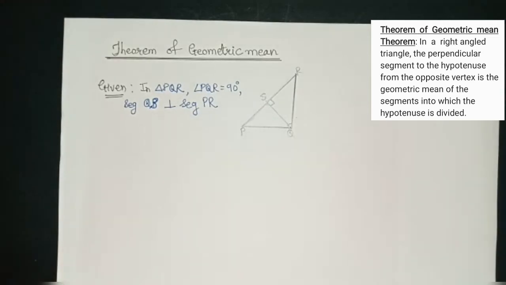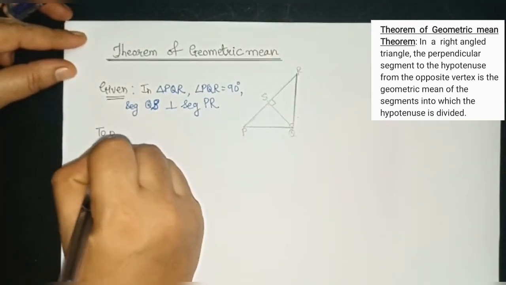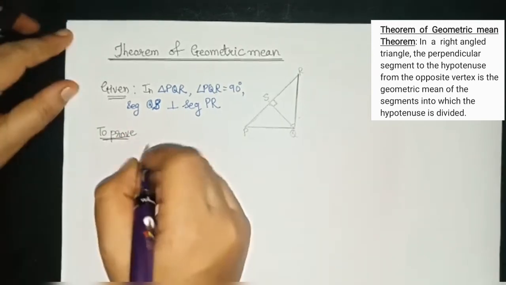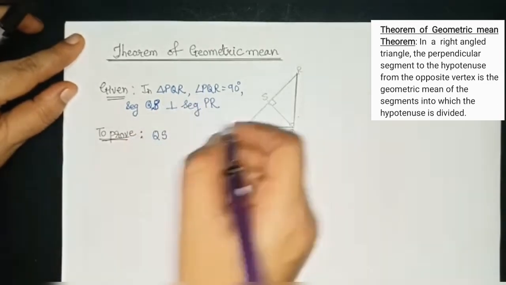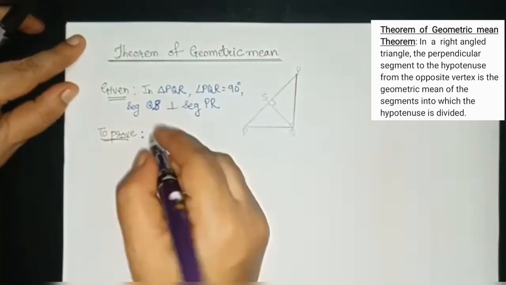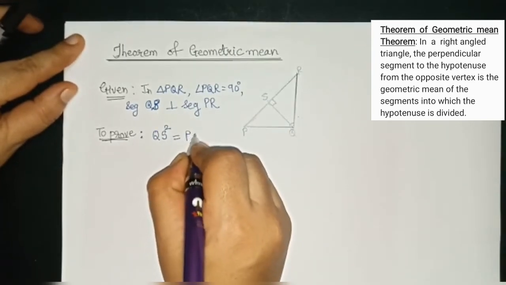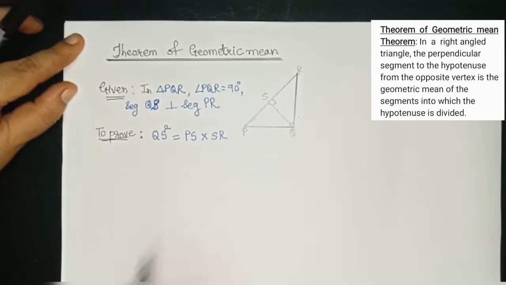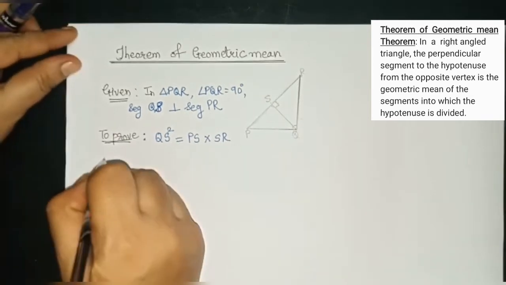This is given to us, and we have to prove that QS is the geometric mean of these two parts. So QS square is equal to the product of PS multiplied by SR. This we have to prove. So how are we going to prove this? For this we will write the proof.